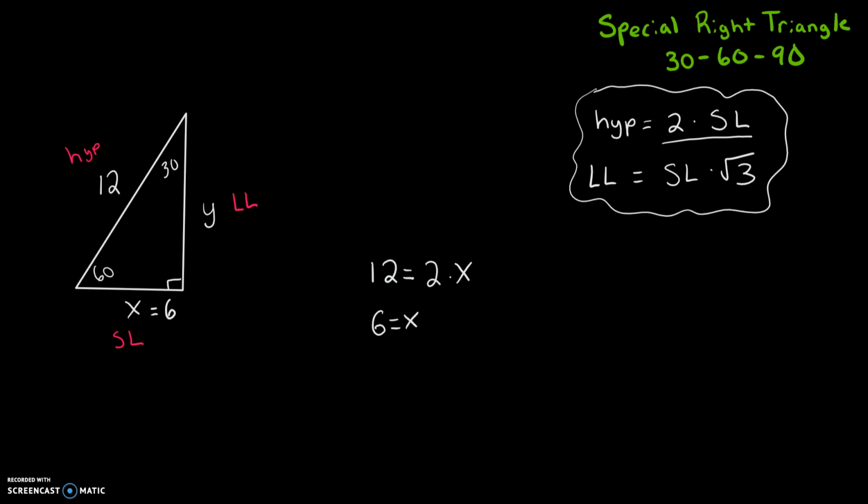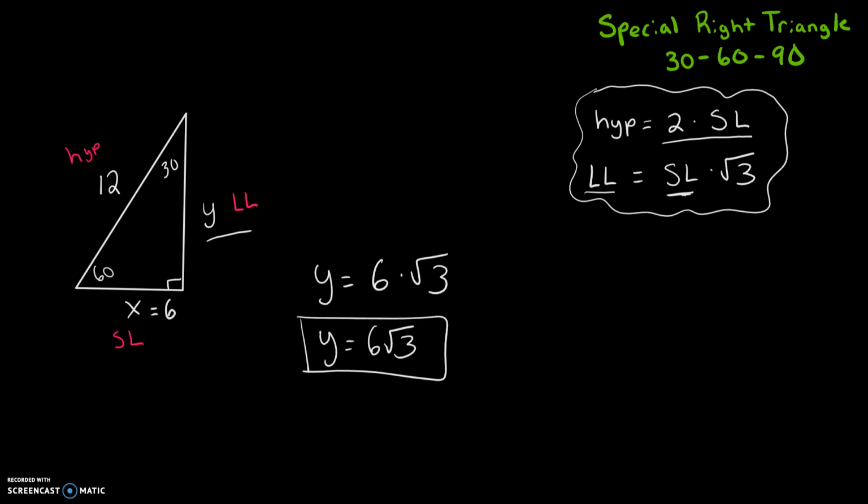Pretty straightforward. And so now that we have the short leg, we can actually make use of this second formula. So we know our long leg, which is now y, is equal to the short leg, which we did not have before, but now we've discovered that the short leg is equal to 6. So we will say 6 times the square root of 3. So y is very simply 6 square roots of 3. And that is our answer.